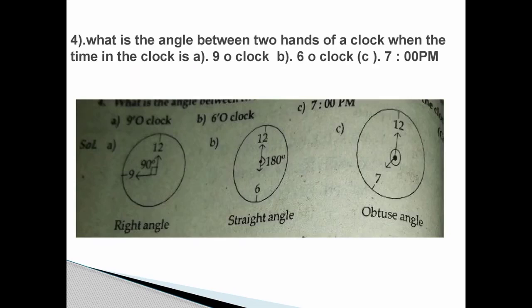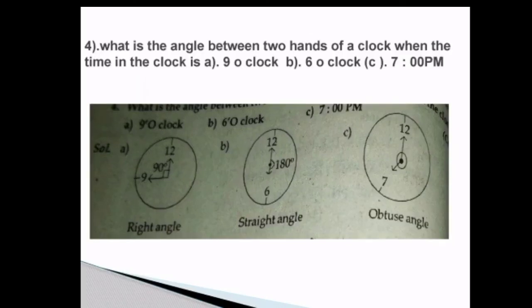What is the angle between the two hands of a clock when the time is 9 o'clock, 6 o'clock, and 7 o'clock? From figure 1, at 9 o'clock it is a right angle, because one hand is perpendicular to the other. From figure 2, it is a straight line, so it is equal to 180 degrees. From the third figure, the angle is greater than 90 and less than 180, so it is an obtuse angle.